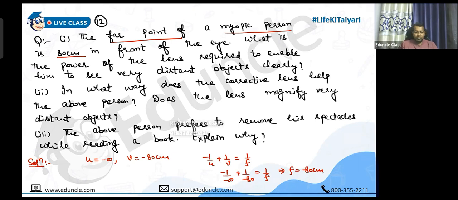Please check. Yes, Durga. It means the corrective lens will form the image at 80 centimeter in front of the eye. So for the corrective lens, this will be V, no? And U will be infinity, of course, because the object lies at the far point of the eye. Clear or not?